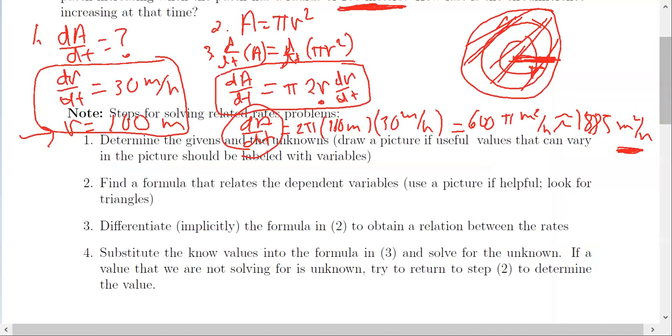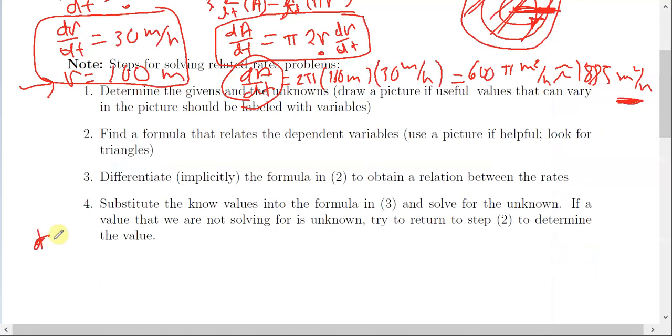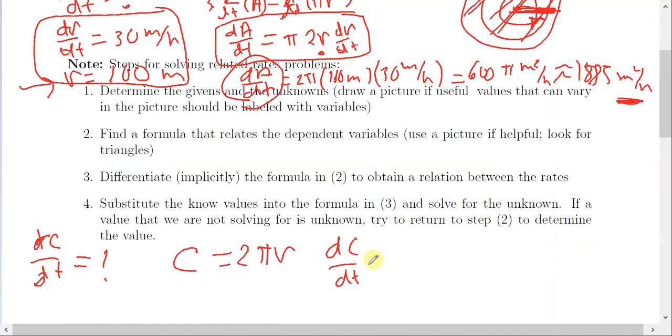And then all I have to do to do the circumference is change the unknown. Instead of dA/dt, it's going to be dC/dt. Everything else is still the same. How fast is the circumference changing? I'm going to leave my knowns there. My formula now is that the circumference is 2 pi r, pi times diameter. Taking the implicit differentiation of both sides, that's just going to be 2 pi dr/dt. And so I don't even need r.